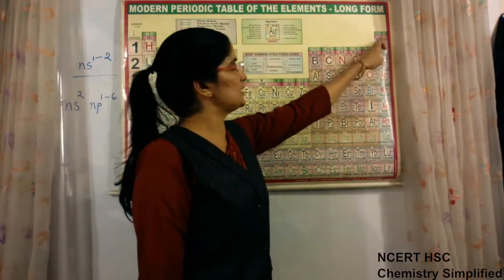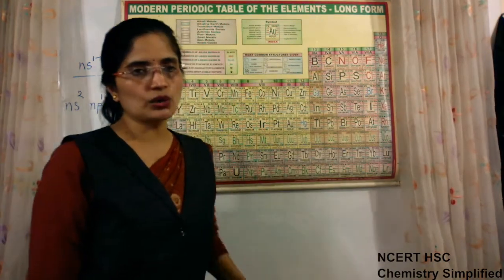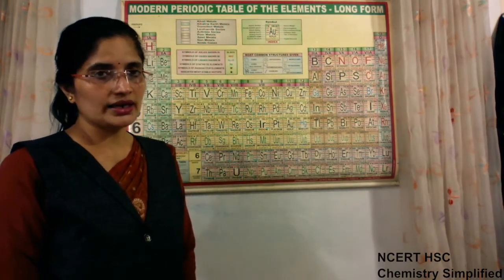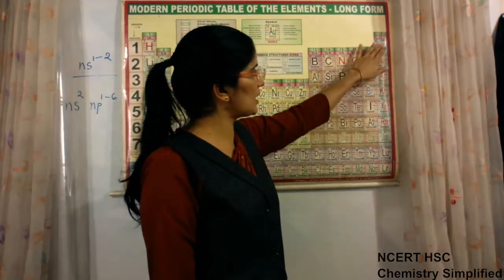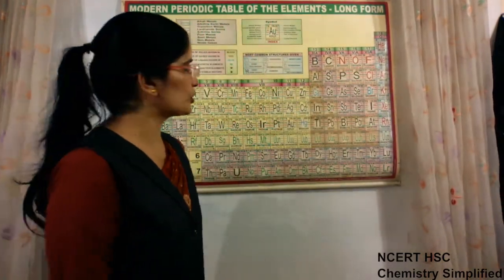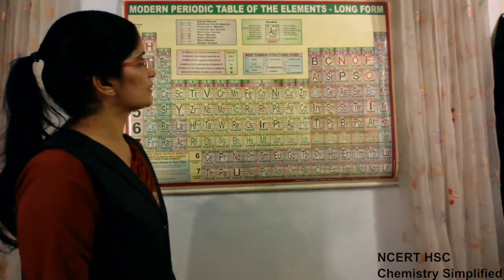Group number 18: helium, neon, argon, krypton, xenon and radon. These are noble gases, inert gases, okay. So this group is of inert gases, sorry, not period. This 18th group is for noble gases, okay.